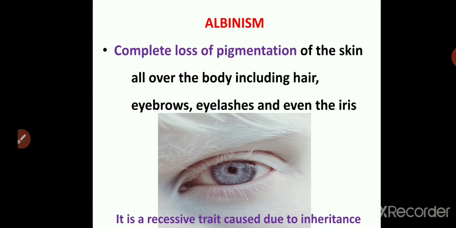The second is albinism. It is a hereditary disease in which there is complete absence of pigment. That is, the pigment is not present at all in the skin. There is no melanin.